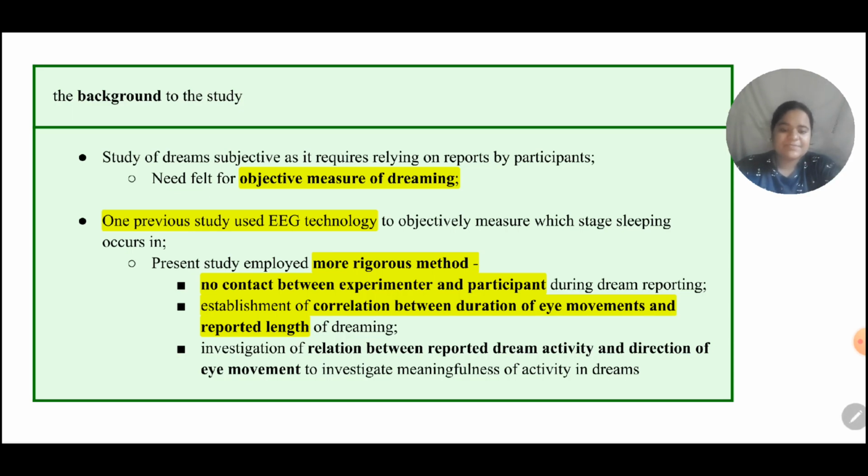So here they wanted to establish whether there is a correlation between the duration of eye movements and the reported length of dreaming. How long the eyes are moving, for that much time only the person is dreaming or not. Again, I hope you've done your lesson on correlations. You would know what a positive correlation is: one thing increases, the other thing also increases. That means the more rapid eye movement the person shows, the more time he is dreaming. That is what they wanted to establish.